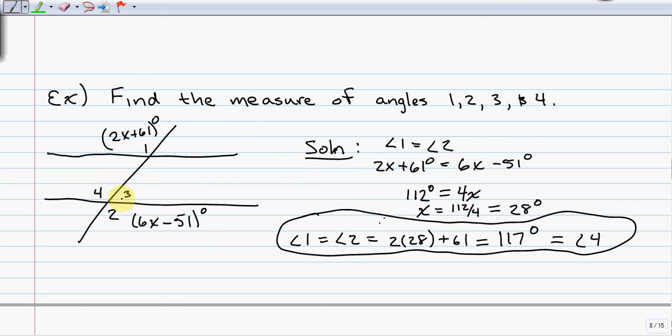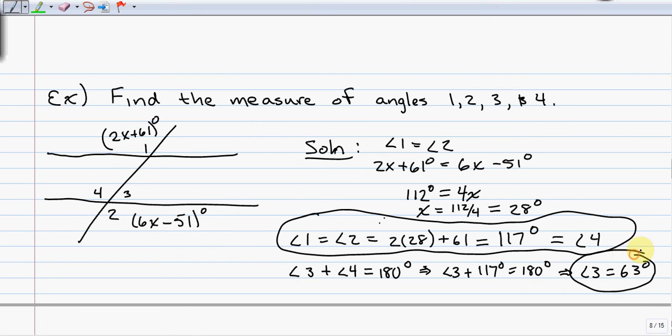Now, 3 is supplementary to 4 because it makes this straight line right here. So angle 3 plus angle 4 is equal to 180 degrees. And again, we know that angle 4 is 117. So this tells us that angle 3 is equal to 180 minus 117, or 63 degrees. So we found all of our measurements.